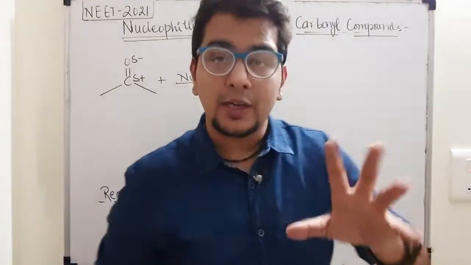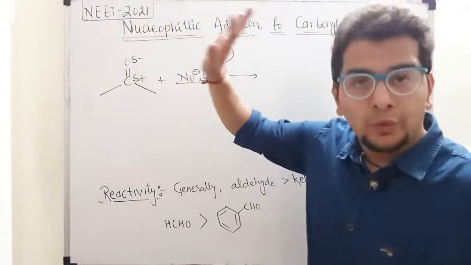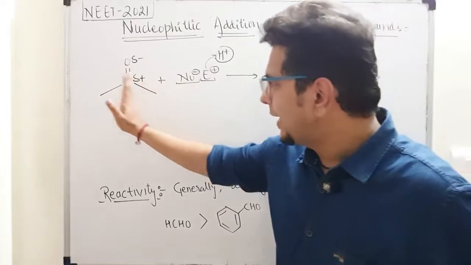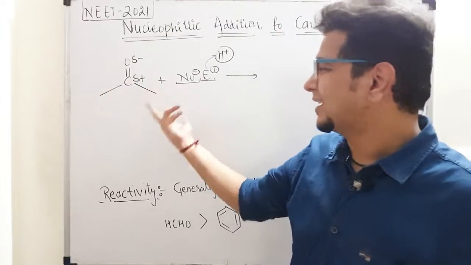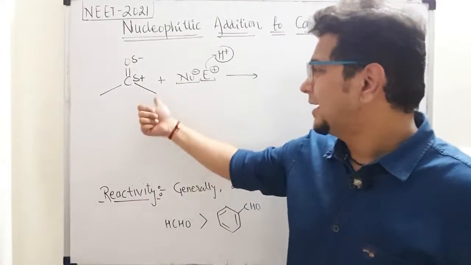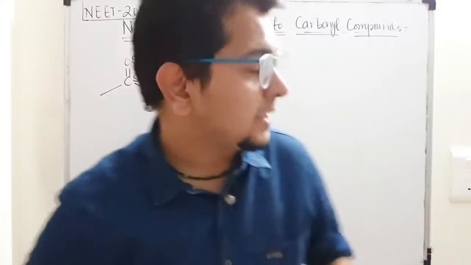Look, what is a carbonyl compound? A carbonyl compound is C double bond O. It can be an aldehyde also, a ketone also. R can be here, R can be here, ketone. R can be here, H can be here, aldehyde. So I'm just keeping it open-ended.